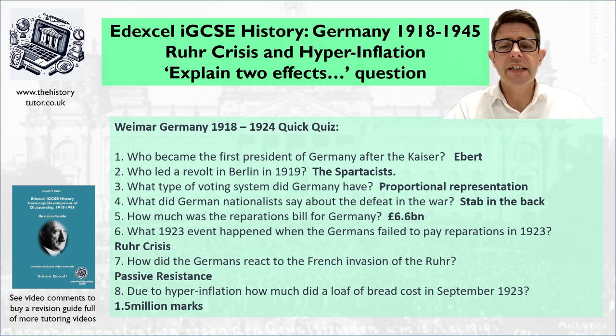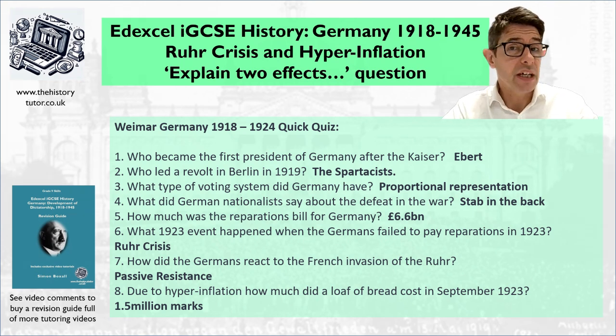What 1923 event happened when the Germans failed to pay their reparations? And that was the Ruhr Crisis of 1923. The French, unhappy that the Germans were not paying the reparations bill, went into the industrial area of the Ruhr in Germany with their soldiers and started to take things from the factories, forcing the Germans to work for them.